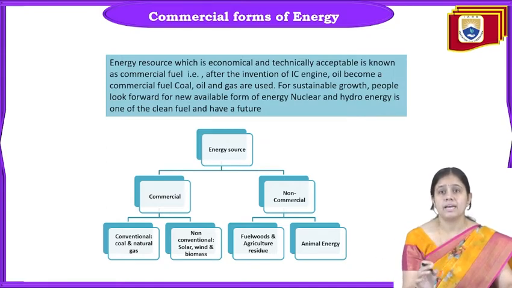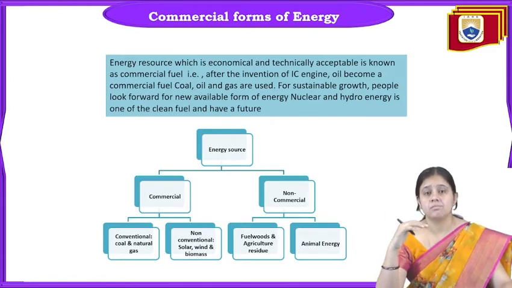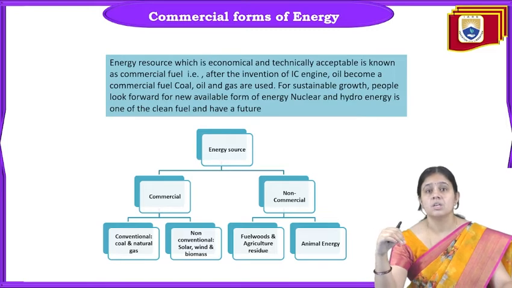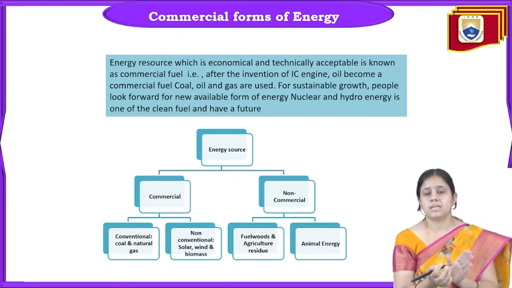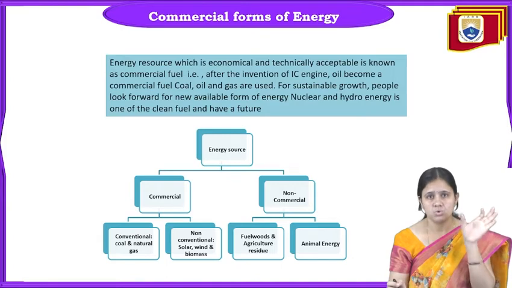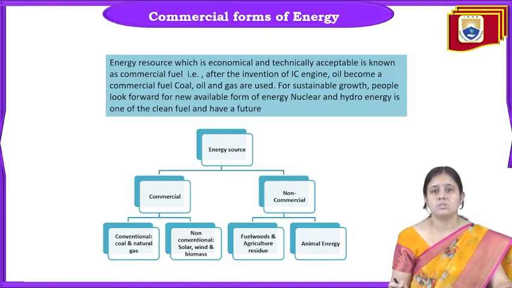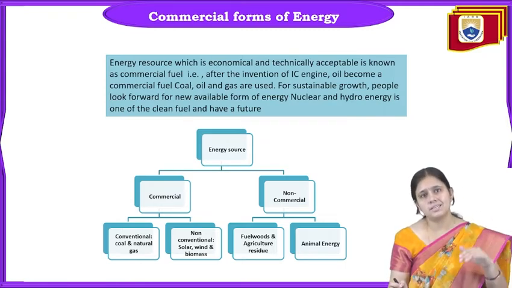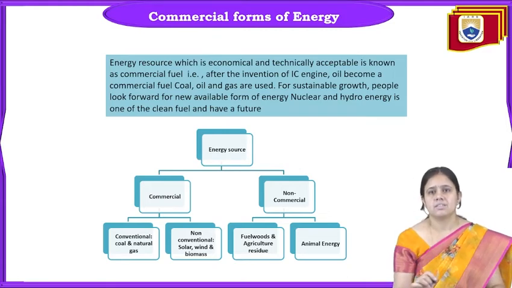So we'll divide energy on the basis of source. On the basis of source, we'll divide energy into commercial and non-commercial. The commercial source is again of two types. First, the conventional source of energy, which means those sources of energy that we have used traditionally, like coal, natural gas, and petroleum, that we have used from ancient times. So this is called the conventional source of energy.